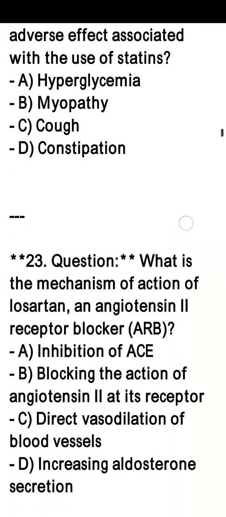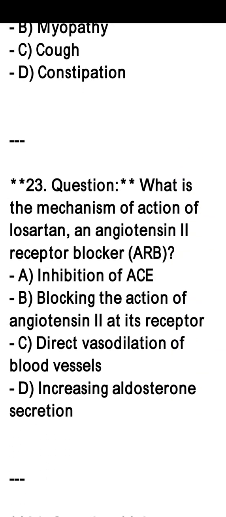Next, what is the mechanism of action of losartan, an angiotensin II receptor blocker? A. Inhibition of angiotensin converting enzyme. B. Blocking the action of angiotensin II at its receptor. C. Direct vasodilation of blood vessels. D. Increasing aldosterone secretion. So the right answer will be B. Blocking the action of angiotensin II at its receptor.